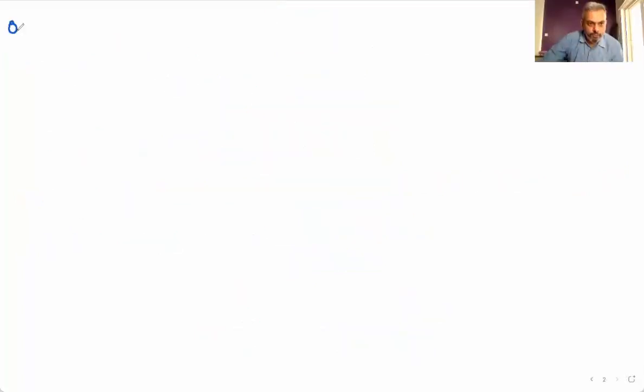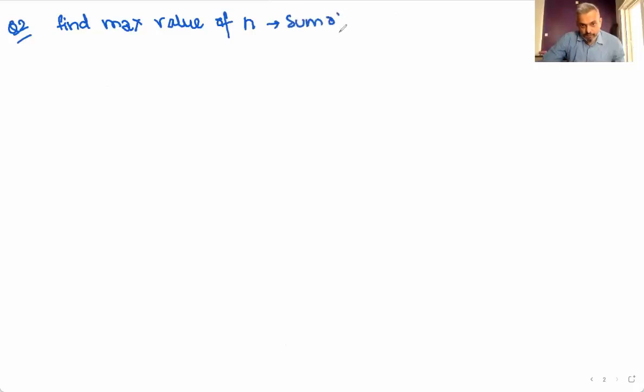Question number 2. Find the maximum value of n such that the sum of the first n terms of the GP 1, 3, 3 square does not exceed 365.